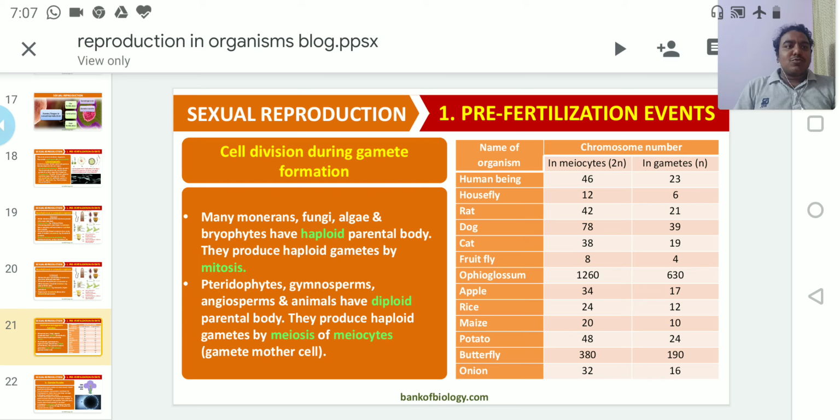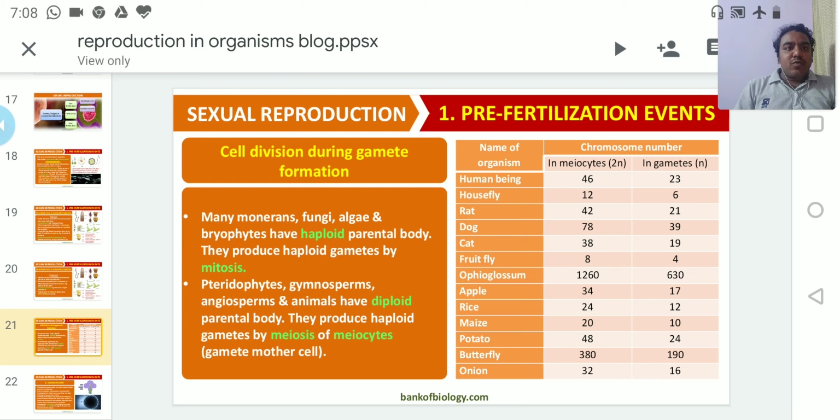They have asked 1 mark questions also in competitive exams. Also, they have asked which one of the organisms possess the highest number of chromosomes in gametes, or sometimes in meiocytes also. Okay, Ophioglossum is a plant which possesses a flower. In meiocytes it will be containing the diploid number only.